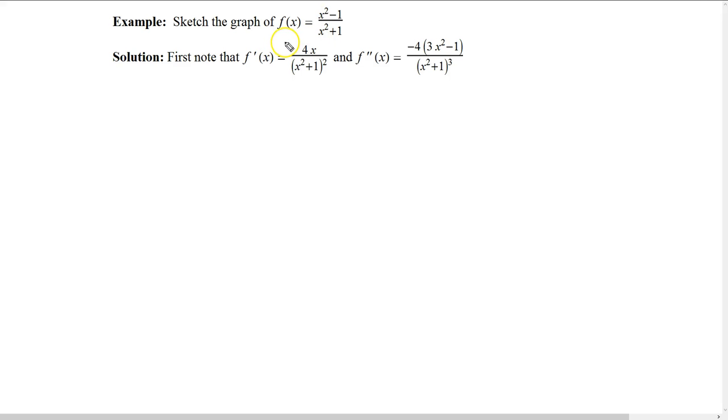In this example, we want to sketch the graph of the rational function x² - 1 over x² + 1.